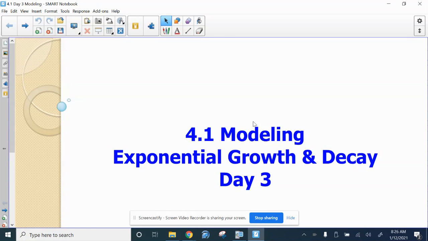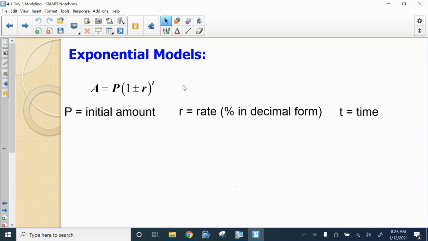So on this day 3 of exponential growth and decay, we've done a few things. We've done our graphing. We've identified the characteristics of the equations or of the graphs. So we are going to look here at modeling our growth and decay, how we can use this in real life. That's what we mean by modeling. So the first thing we have to talk about with growth and decay is the equation.